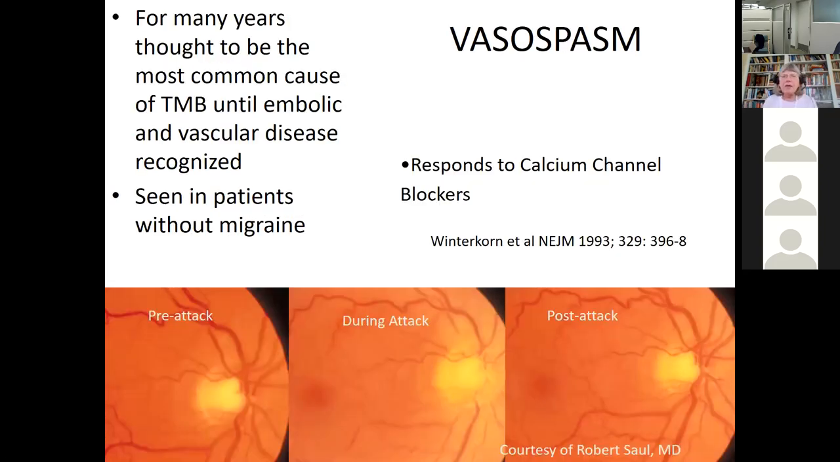Now, for many years, people thought that this vasospasm was retinal migraine, but we think retinal migraine may actually be CSD that's occurring in the retina. So it has a very slow progression. It's not fast, whereas vasospasm is usually pretty fast. Vasospasm will result in a pale nerve, and then afterwards you'll see kind of a hyperemia that's occurring. And it can respond to a calcium channel blocker.